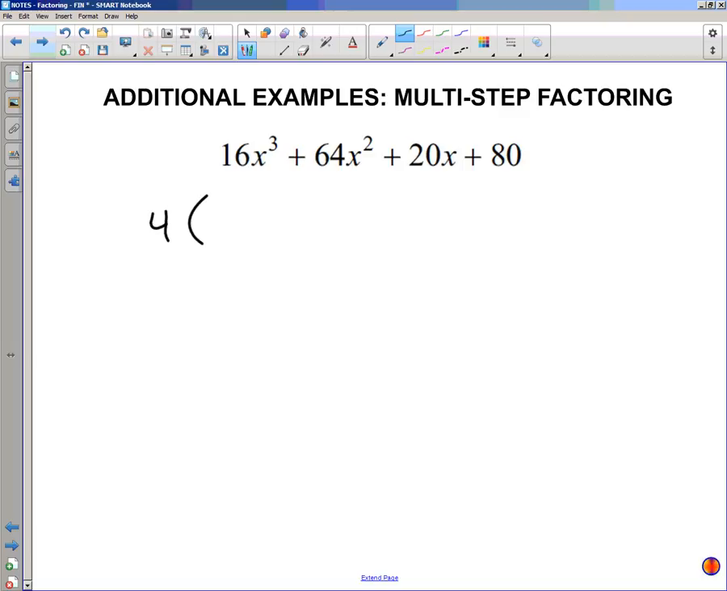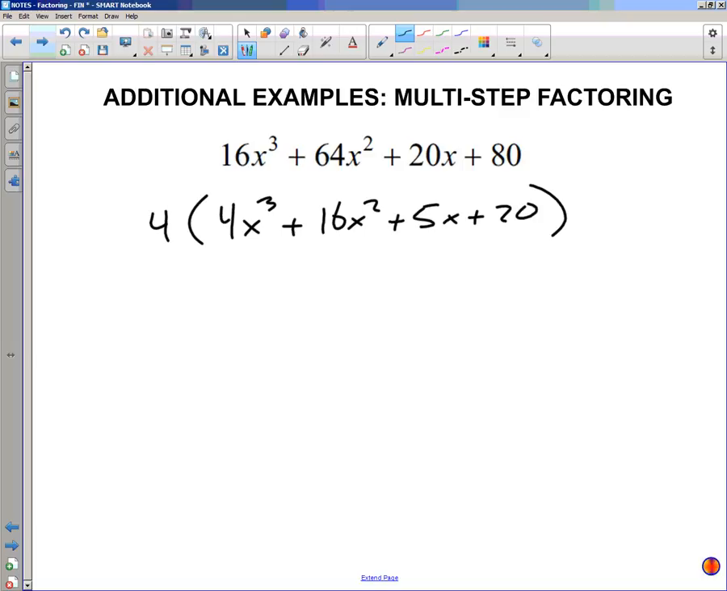So I can't pull out any x's because the 80 doesn't have an x in it. So we're just stuck pulling out a 4 at this point. Now, you may be thinking factoring by grouping, and we are going to do factoring by grouping, but you always want to try to pull out a GCF first, which is what we're doing now. So if we pull out a 4, we'll have a 4x cubed plus 16x squared plus 5x plus 20 here. And let's look at those coefficients, see if there's anything we missed. 4, 16, 5, and 20.